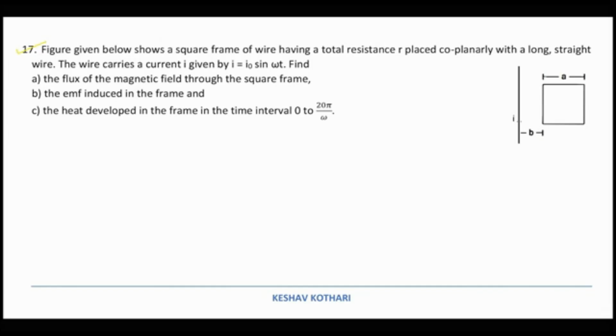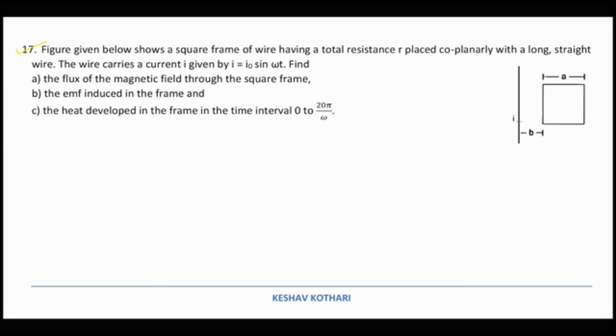So let us deal with the problem. It is stating: figure given below shows a square frame of wire having a total resistance small r placed coplanarly with a long straight wire. The wire carries a current I given by I equals I naught sine omega t. Find the flux of the magnetic field through the square frame, the EMF induced in the frame, and the heat developed in the frame in the time interval 0 to 20 pi by omega.